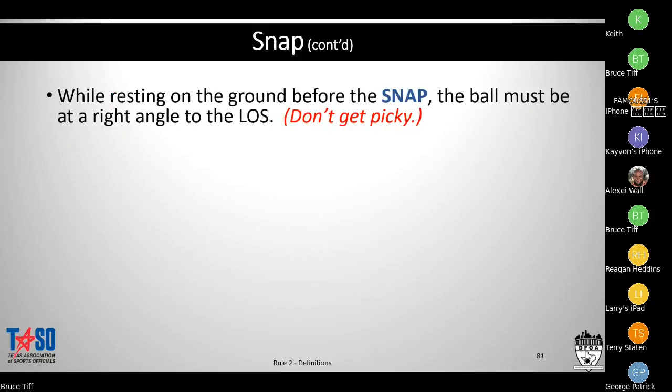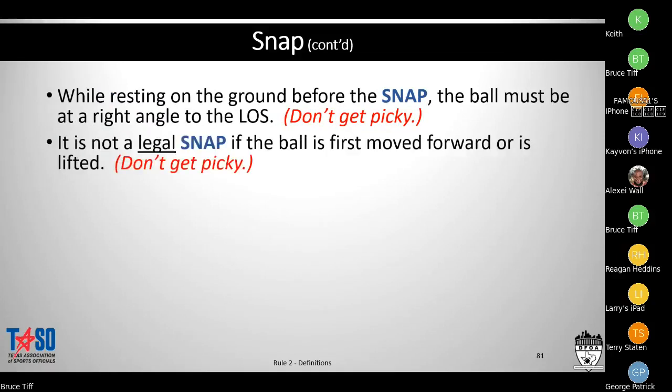While resting on the ground before the snap, the ball must be at a right angle to the line of scrimmage. Don't get picky, though. You can't have it parallel. It is not a legal snap if the ball is first moved forward or is lifted. Don't get picky. Preventative officiating.